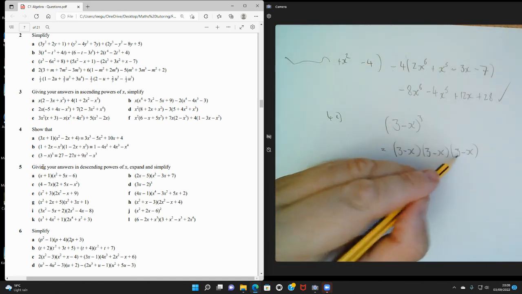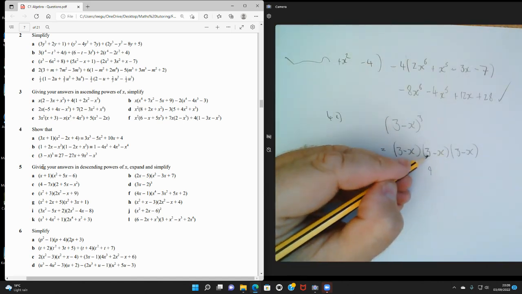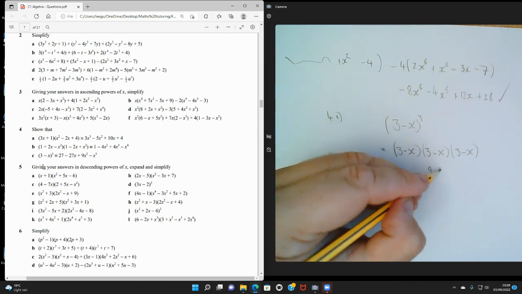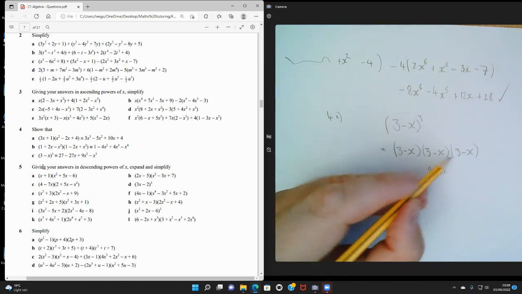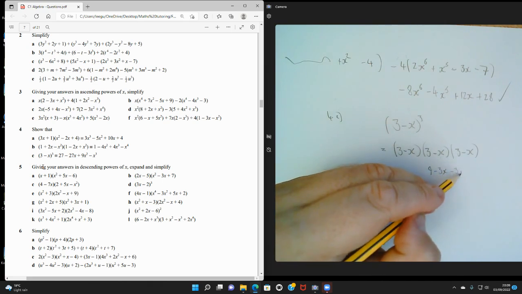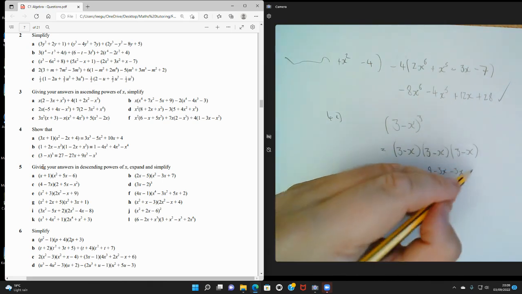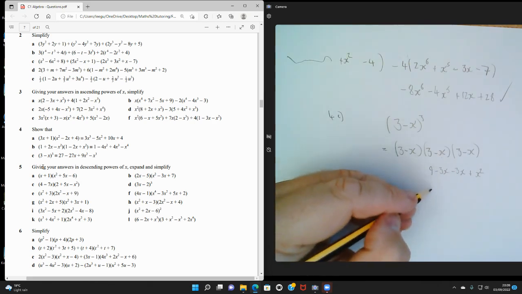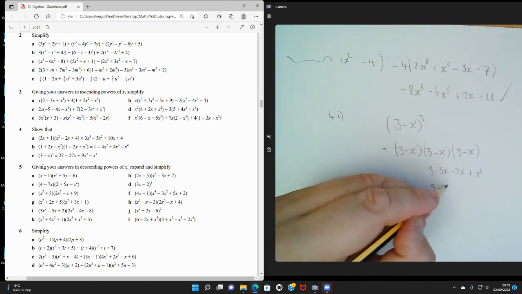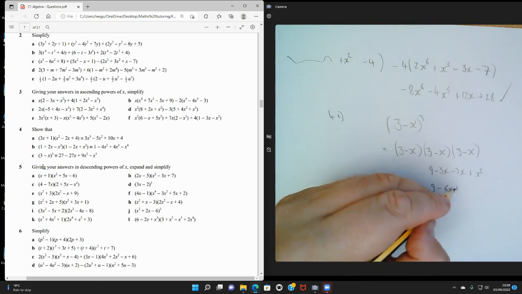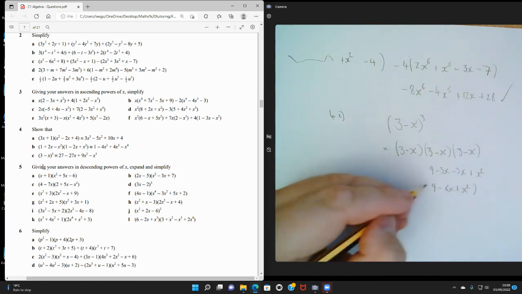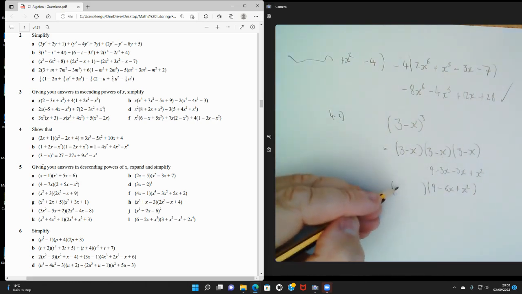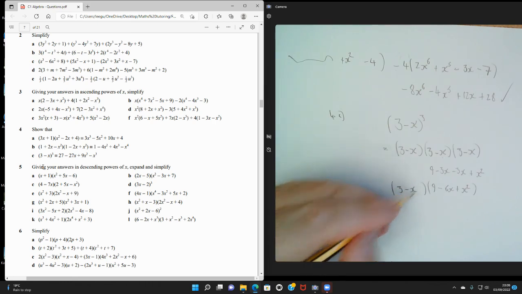So 3 times 3 is 9. 3 times minus x is minus 3x. Minus x times 3 is minus 3x. And minus x times minus x is positive x squared. Collecting like terms, we have 9 minus 6x plus x squared, and then that whole thing is now multiplied by 3 minus x. I like to do this with the grid method.